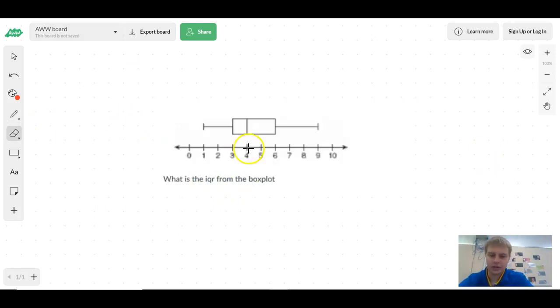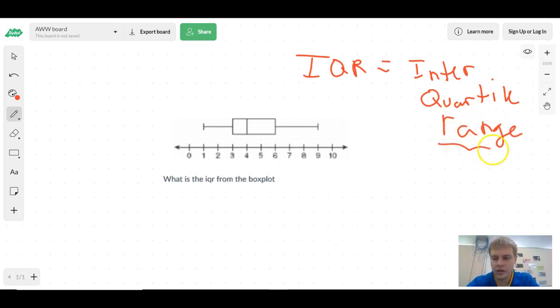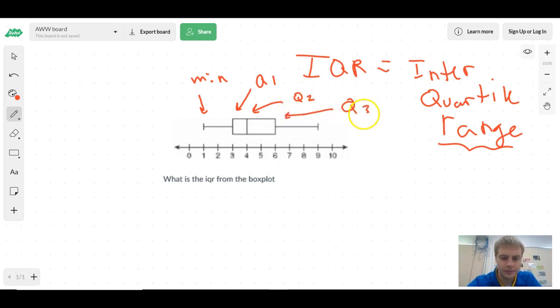Okay, so let's find the IQR of this box plot. If you remember from before, IQR stands for interquartile range. Because that is the interquartile range, you should know the keyword is range. So because the keyword is range, that's the highest minus the lowest. So this would be your min, this would be your Q1, this would be your Q2, this would be your Q3, and this would be your max.